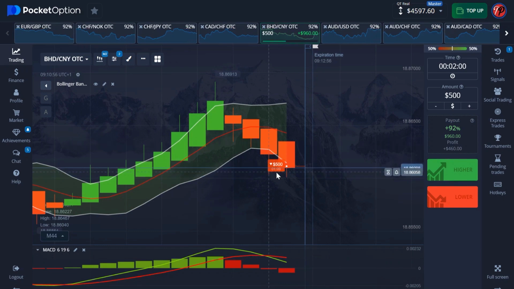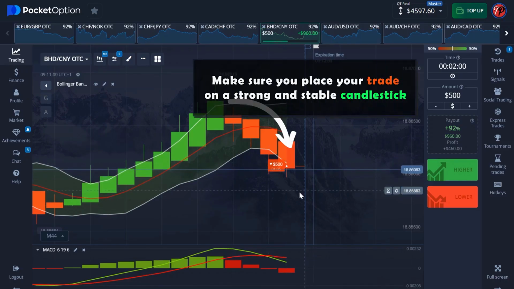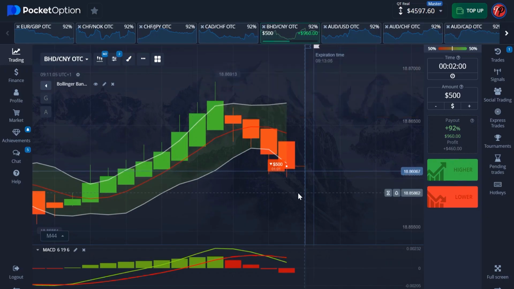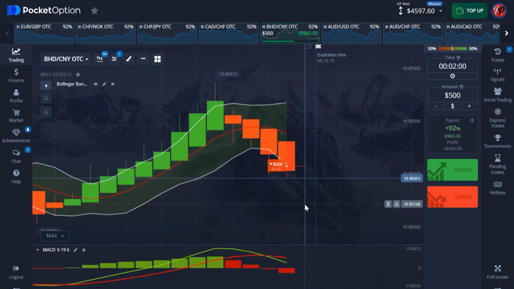The last thing for you to look out for is the candlestick that you're placing your trade on. The candlestick must be very strong, very stable before you place a trade. Do not place a trade when the candlestick is choppy or when the candlestick is small in size. Always make sure that you're placing your trade on a very strong, full candlestick anytime you are going to enter a trade. I hope you understand.